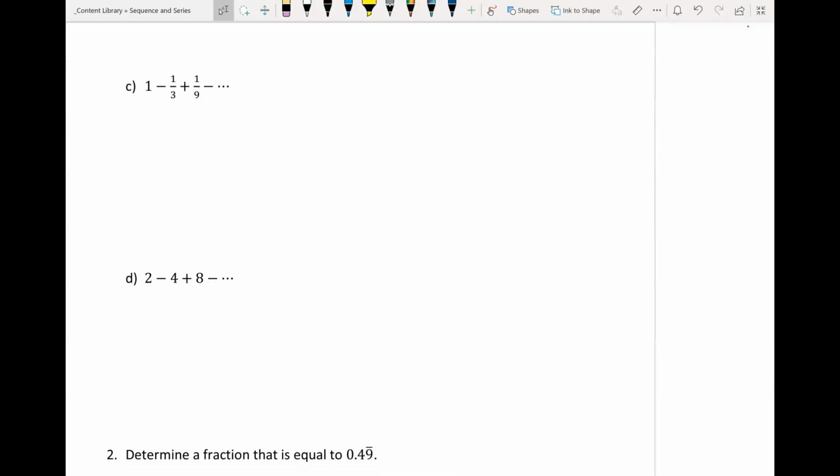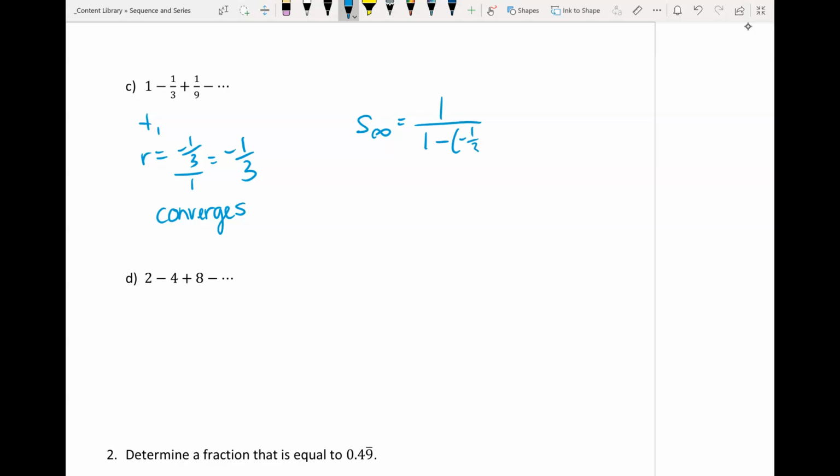For the next one, same sort of scenario, we're going to find what our common ratio is. We can take our second term and divide it by our first term. So we know r is -1 over 3. And -1 over 3 fits in between -1 and 1. So our series is going to converge. And S infinity then is 1 over 1 minus our r, which is -1/3.